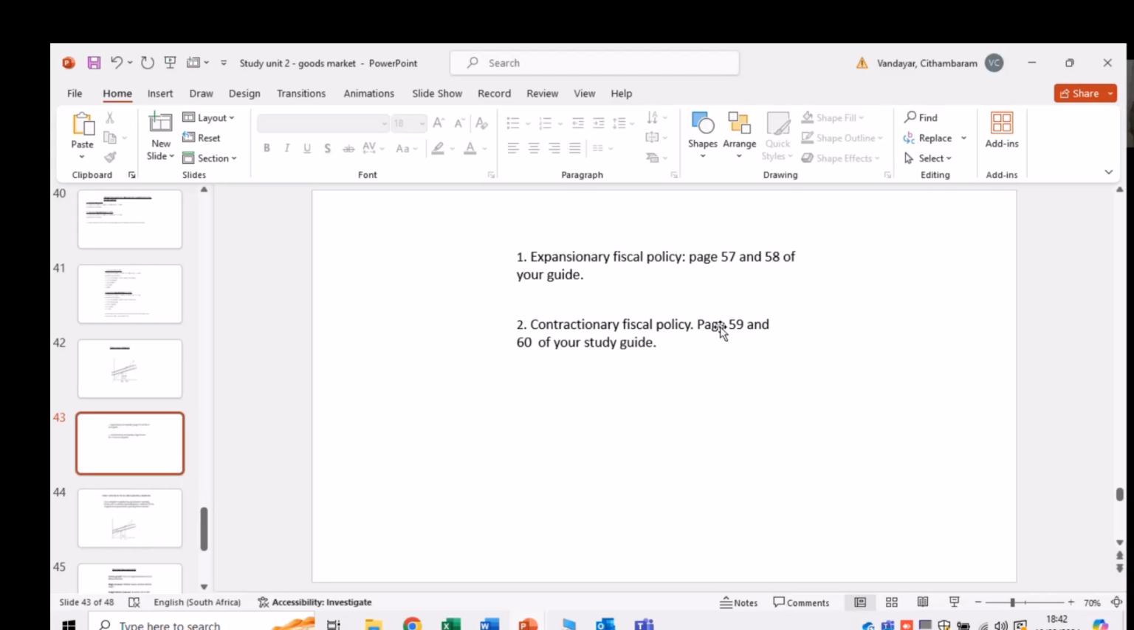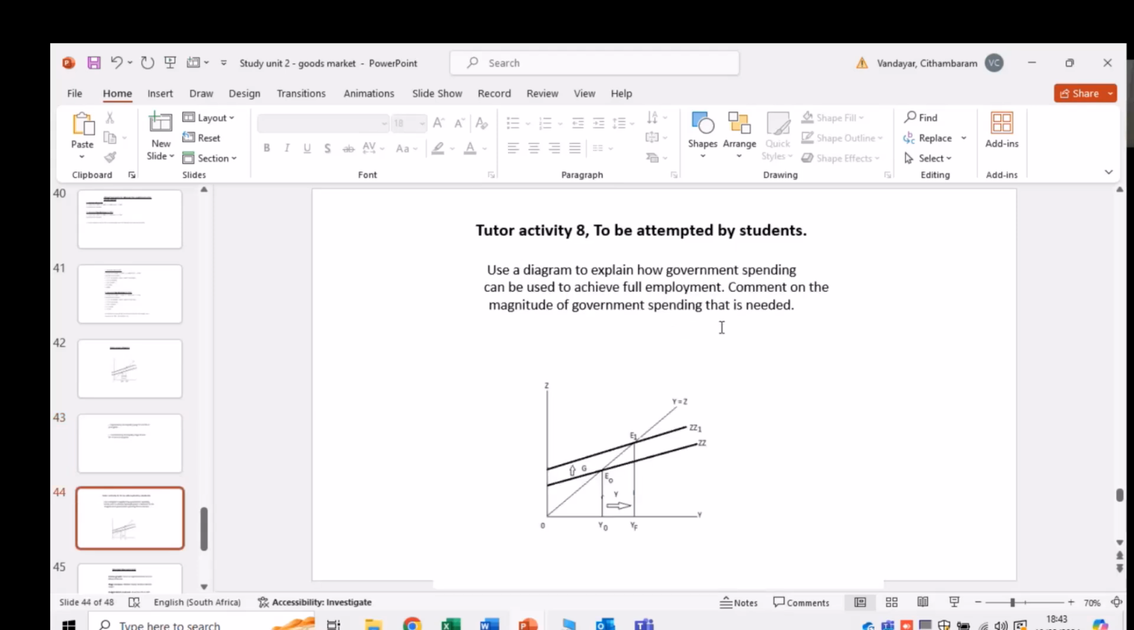Decrease in government spending and an increase in taxation. So this will have a positive impact on the budget. Your budget deficit will lead to a budget surplus. Use a diagram to explain how government spending can be used to achieve full employment. Comment on the magnitude of the government spending that is needed.